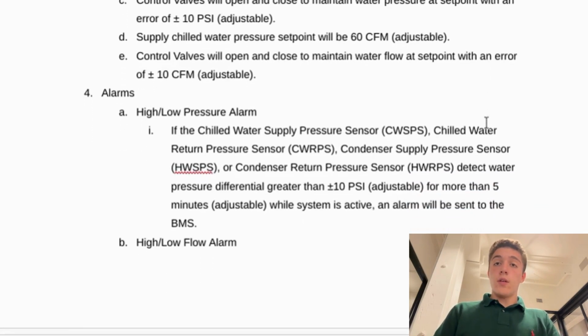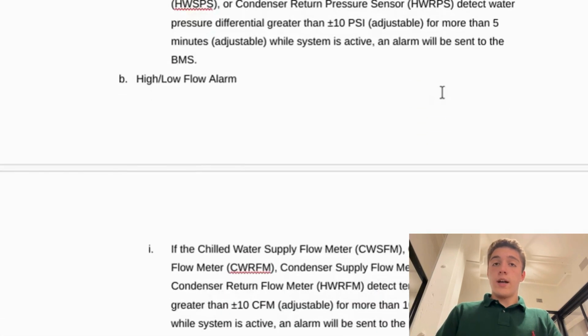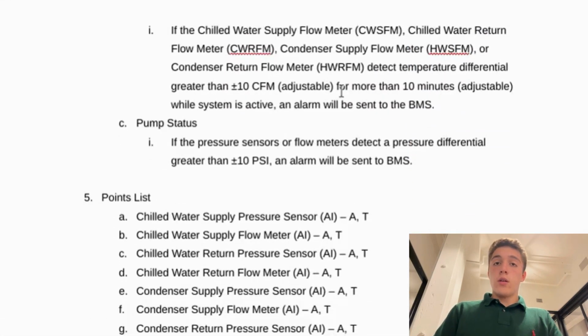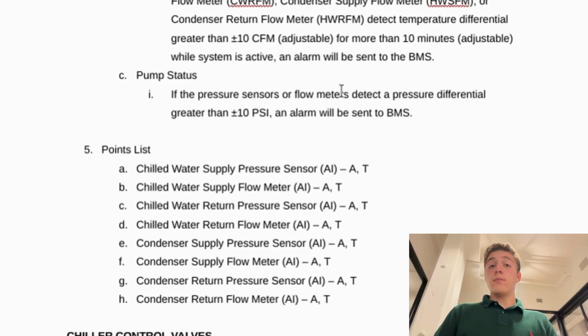In the alarms, we are going to have a high-low pressure alarm and a high-low flow alarm and a pump status alarm. So if it senses a pressure differential greater than 10 psi, then an alarm will be sent because this means that the pressure is no longer being conserved, so the pump is probably broken.